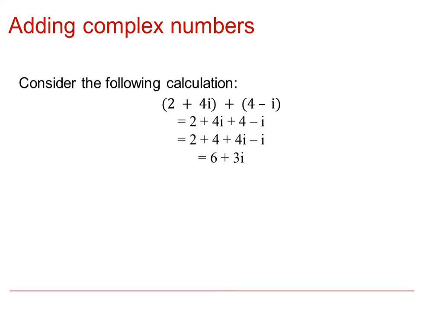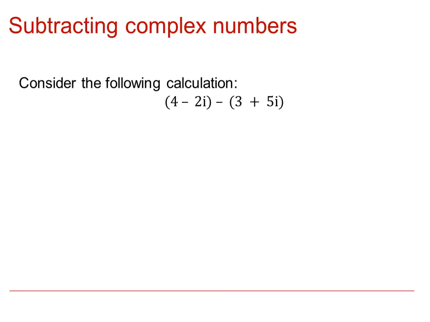When you are working with brackets, it's very important to be careful about the signs. Subtraction works in the same way as addition, in that you subtract like elements. So here, for example, you would think that it was going to be 4 minus 3 for the real elements, and then again, being careful with signs, minus 2i minus 5i for the imaginary elements, which gives 1 minus 7i as the complex answer.